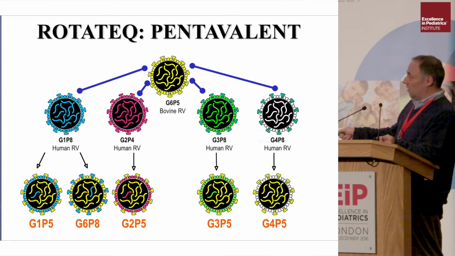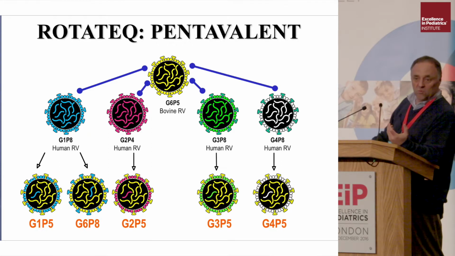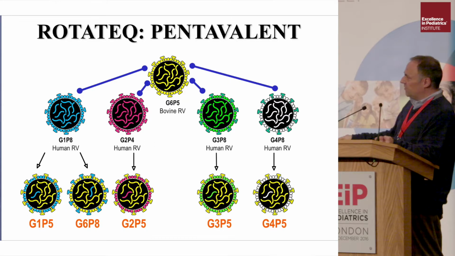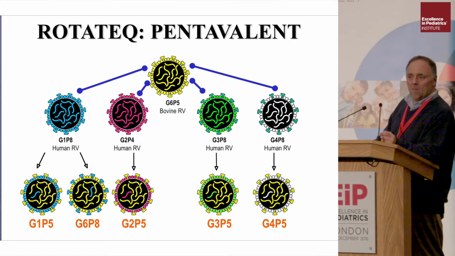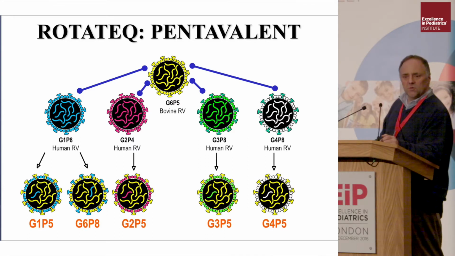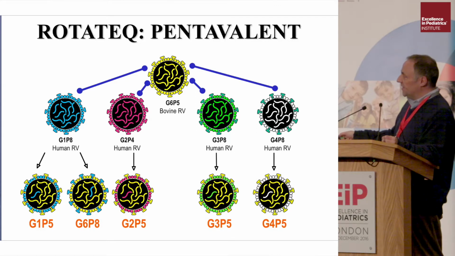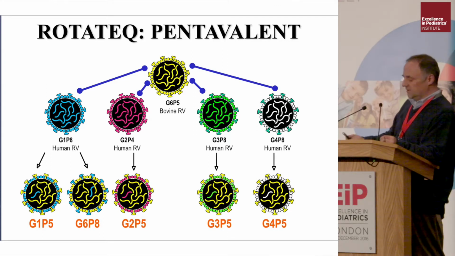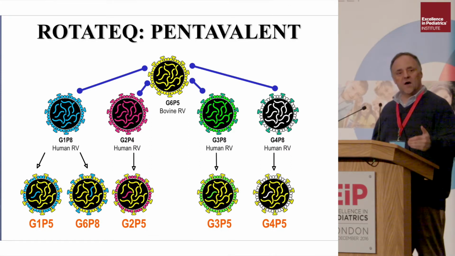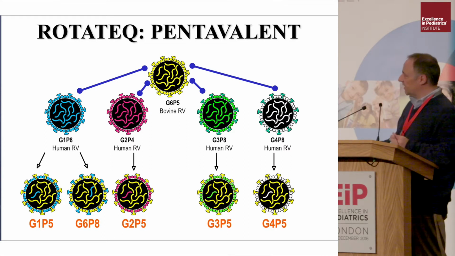This contains G1, G6, G2, G3, and they're all relevant, but on a P5 background, which is not all that relevant, except for this one, G6P8. Now, the P moiety is the one that sticks out from the particle the most. I would make the case that that P molecule is the most important one to elicit an antibody response, is the most antigenic one. So what you see here with ROTATEQ is that P8, and P8 is the most important one in the different viruses, is sort of diluted 1 in 5 in the ROTATEQ vaccine.